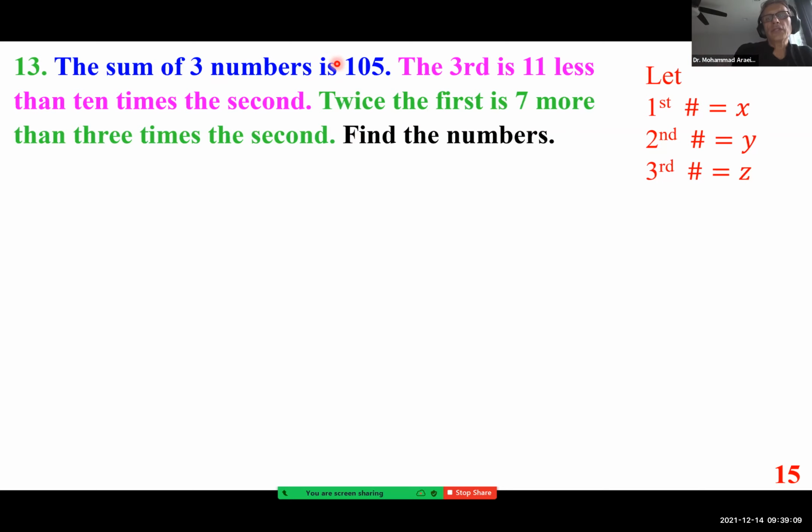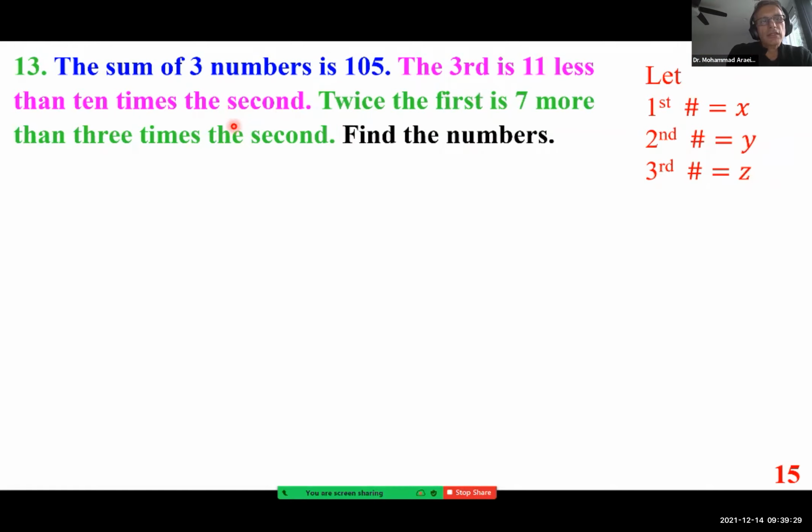Now the second equation says the third is 11 less than 10 times the second. The third, that means z, is equal to 11 less than 10 times the second. So 10, the second one is y, 10y minus 11.